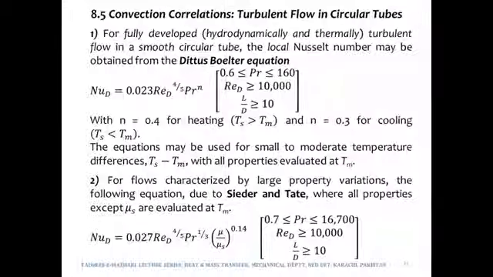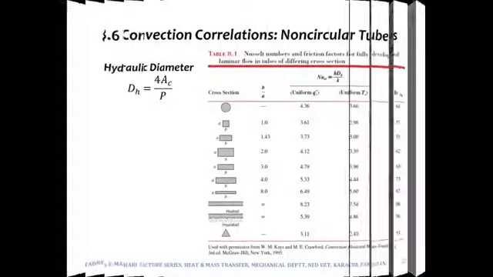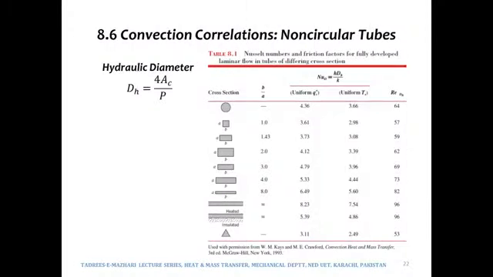For fully developed turbulent flow. For fully developed laminar flow, it would be having the values of 3.66 and 4.36.